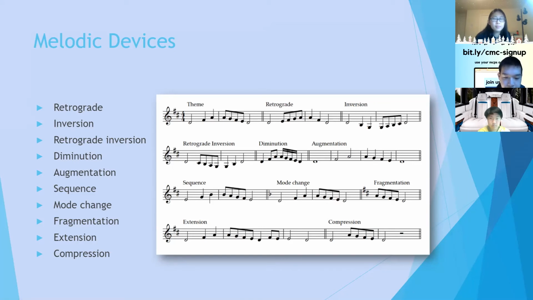An inversion is a rearrangement of the top to bottom elements in an interval. So instead of a third up in this case, it goes a third down. So it sounds like this. And a retrograde inversion, as the name sounds, is both backwards and upside down, so it will sound like this.